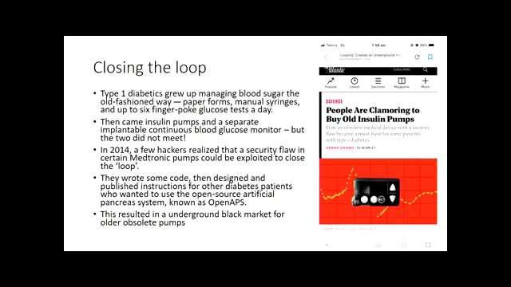So yeah, they published it free online, and they wrote a tutorial on how to actually hack into your pump and do this. They designed an open source artificial pancreas system known as OpenAPS. And all of a sudden, everybody wanted these pumps.